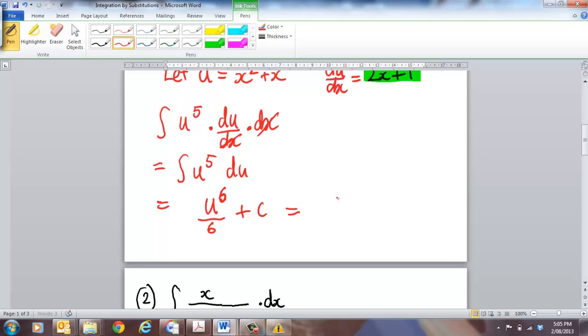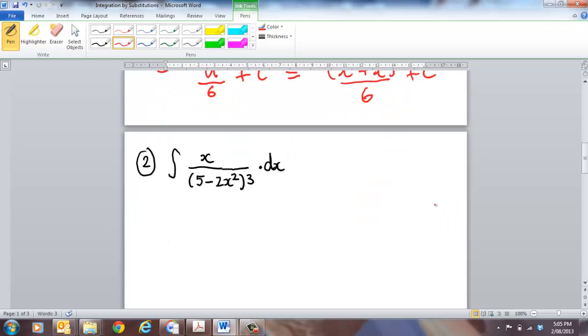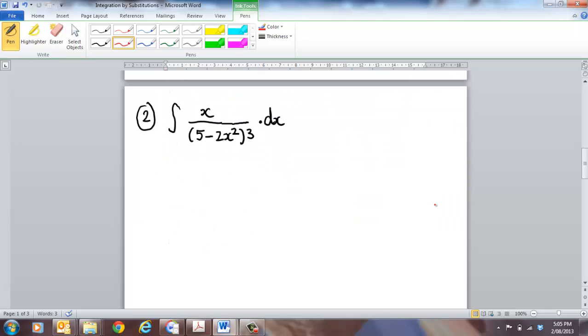So that's going to be equal to, now I know u value is in fact x squared plus x to the power of 6 all over 6 plus c. So then I've got my answer. Alright, so that allows you to work with things that are not in the form of ax plus b. Let's go to our second example, looking at this one here.